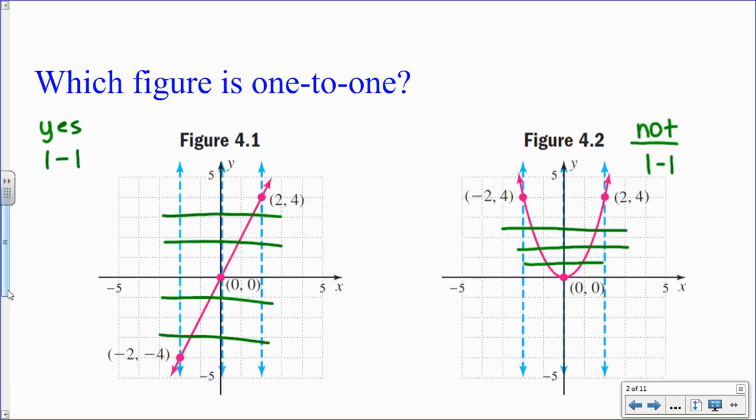And if you think about every element of the range corresponds to only one element of the domain. I have 4 as my range element, and 4 corresponds to 2 and negative 2. So that means that it's not one-to-one.